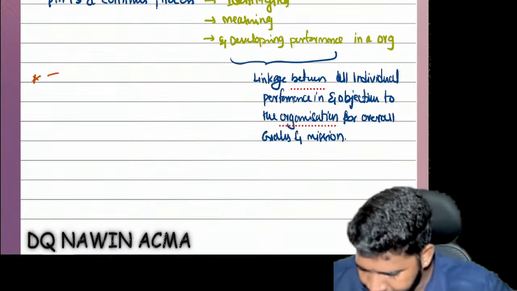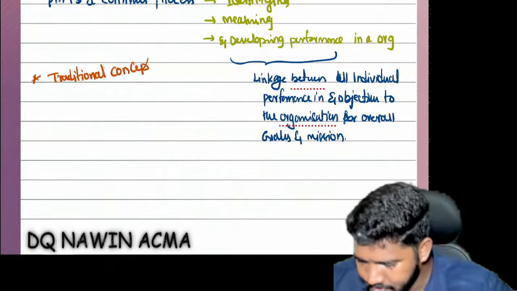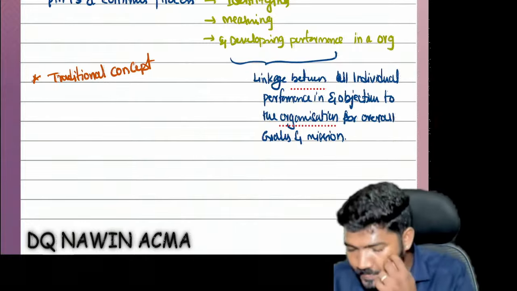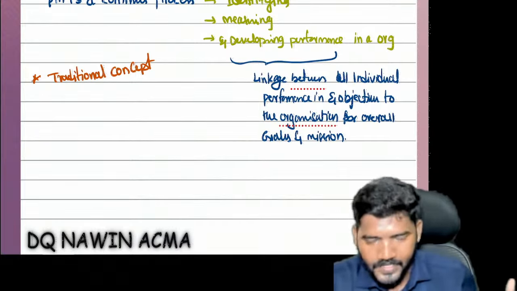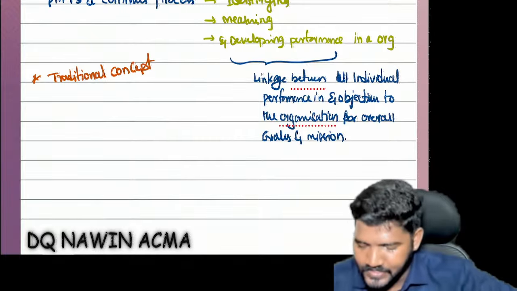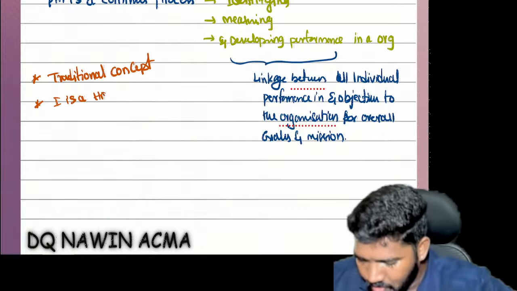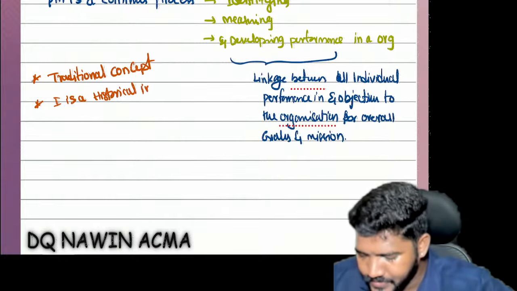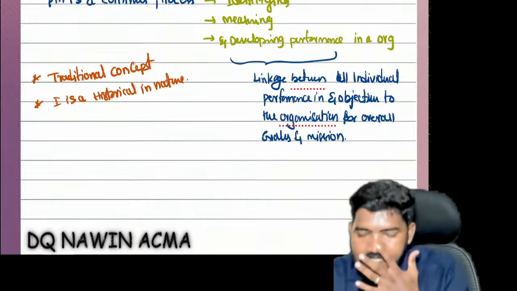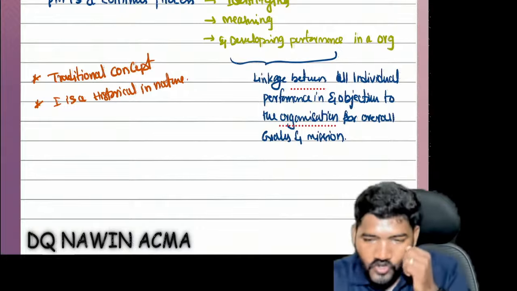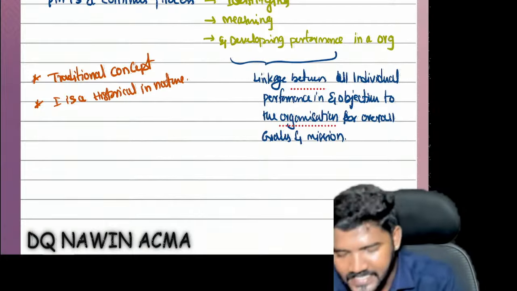So performance management is a traditional concept. Performance management is which concept, guys? Traditional concept. Why is performance management a traditional concept? It collects information based on the past. That's why performance management is a traditional concept. And the second point, it is historical in nature. Why? I already told you, traditional concept means it focuses on past information, right? That's why they use the word historical in nature.